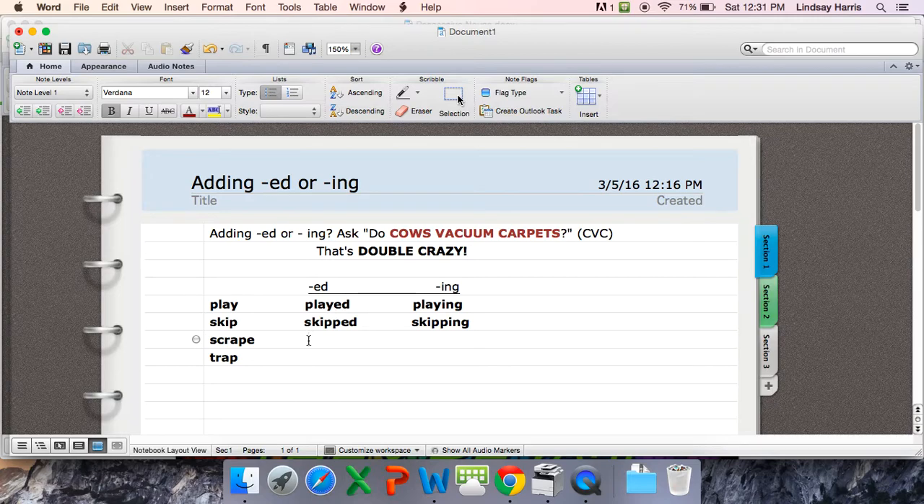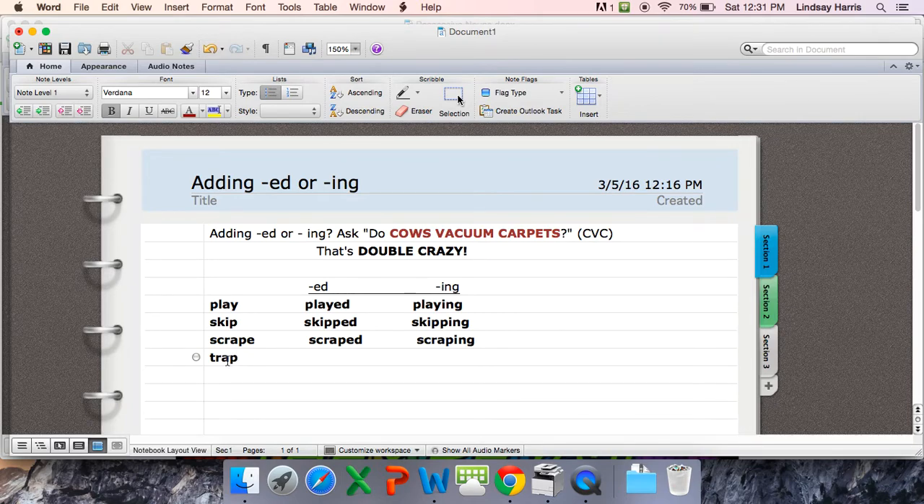Look at scrape. We had this on our writing practice test. If I look at the last three letters, A, P, E, well, I know A is a vowel, P is a consonant, E is a vowel. That's a VCV. That's not cows vacuuming carpets. So I don't want to double anything. So I'm going to just add scraped and then scraping. I want to get rid of that E. E needs to hit the road. It was a silent E, so it can leave.